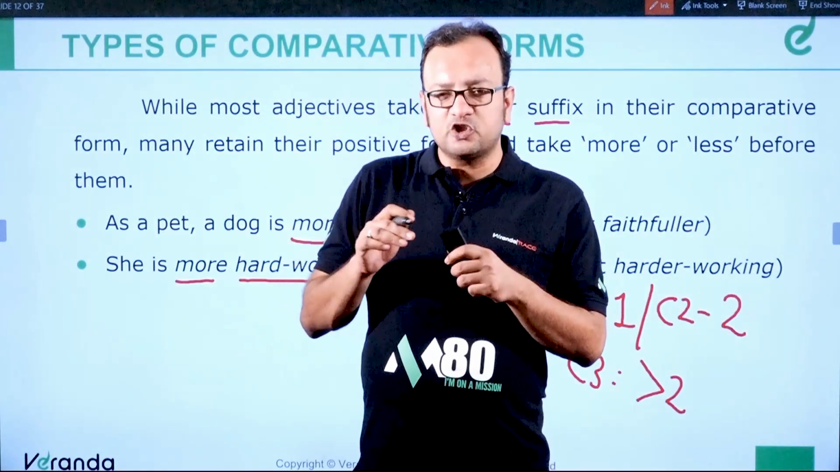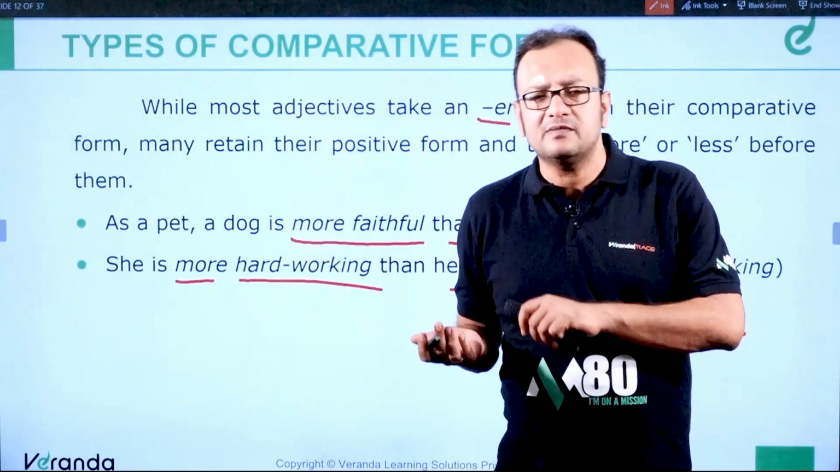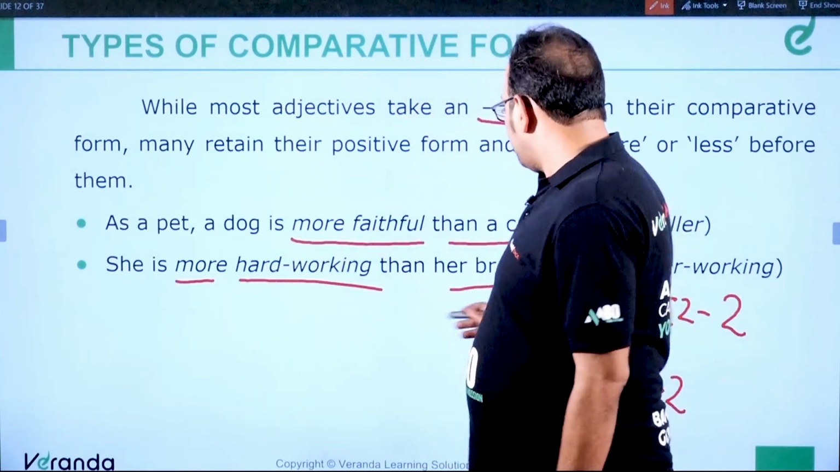So one short vowel E is there and one I is there. There are two short vowels in intelligent. That's why it becomes more intelligent. Not a part of our syllabus. So I was telling you about three cases.